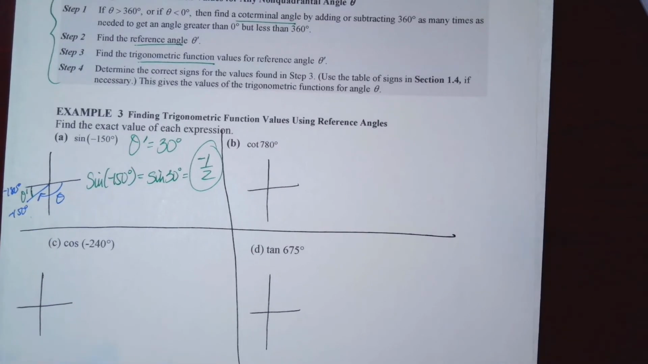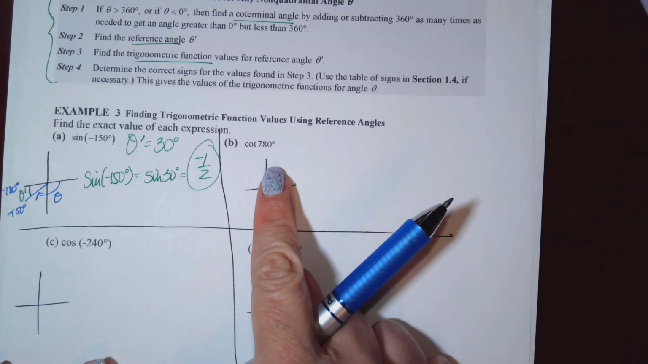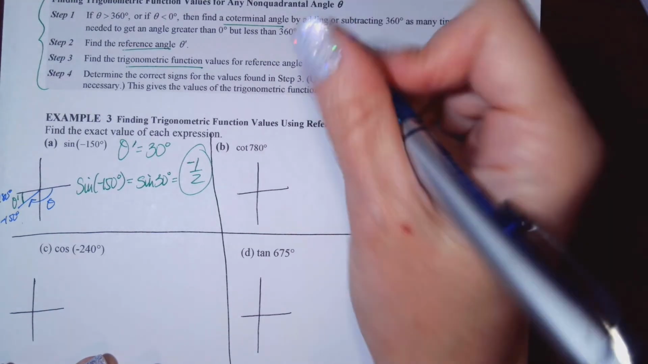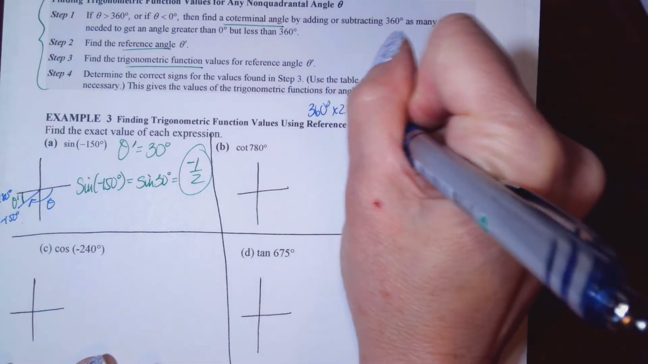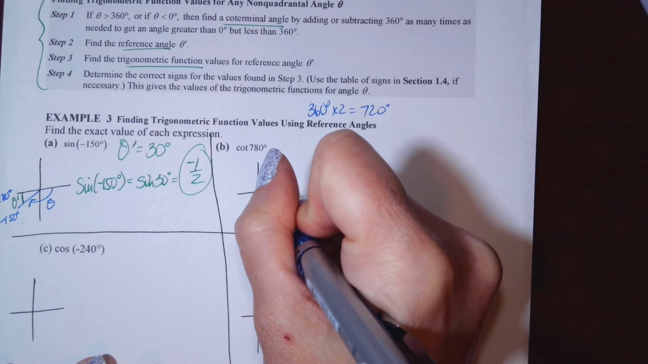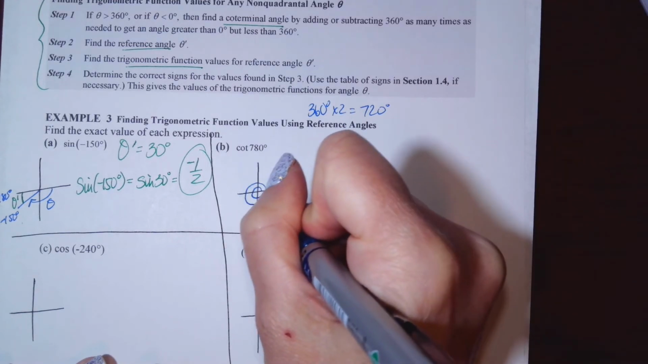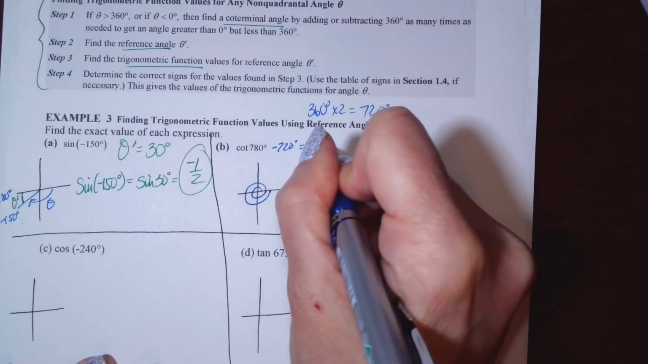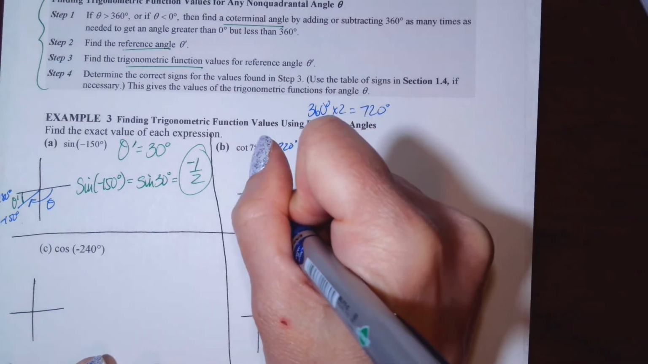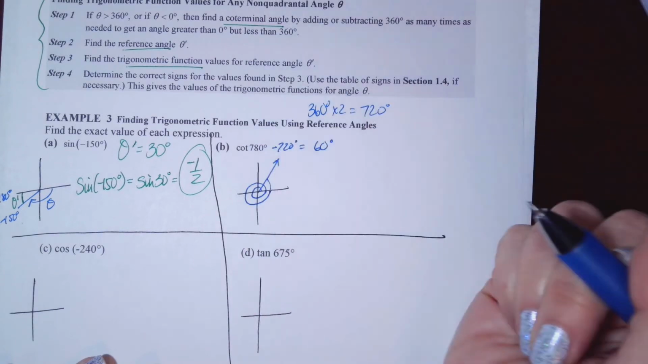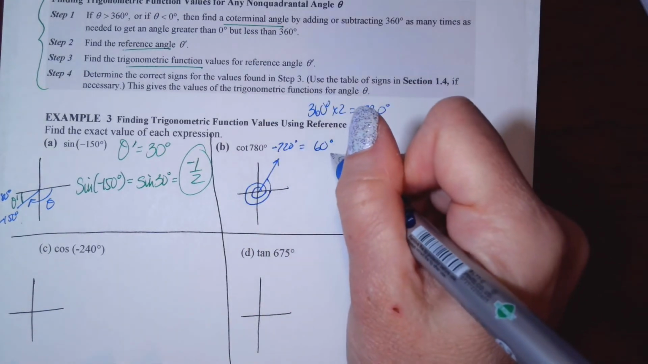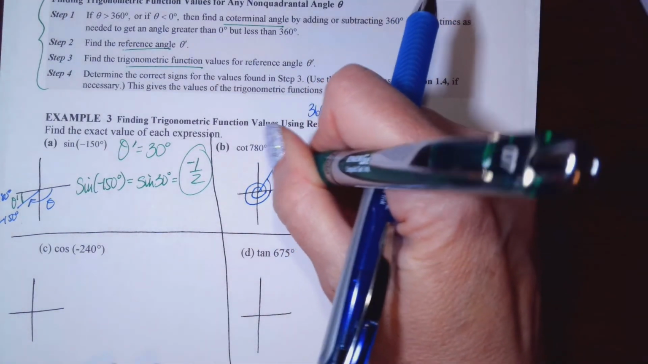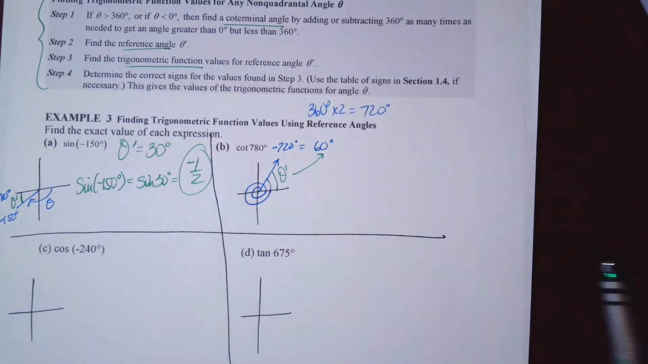Alright, let's look at B. Cotangent of 780 degrees. Well, wow, so 720 is 2 full rotations, right? 360 times 2 is 720. So if I go 1, that's 360, 2 gets me to 720. The difference between 720 and 780 is 60 degrees. So that 60 degrees is my angle that I'm coterminal with. Since I'm in quadrant 1, that is also the value of my reference angle.